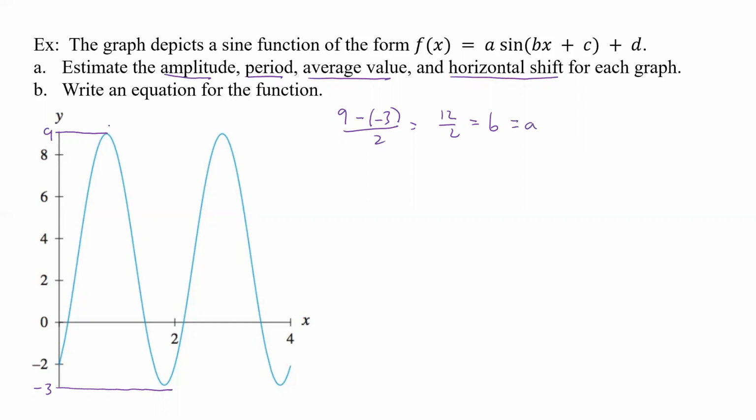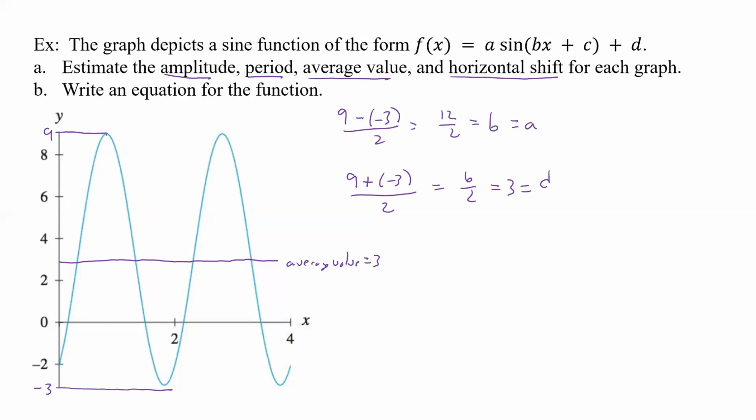Now, how do we find kind of what our D is? Because our D is going to be our shift. And so here we're going to take 9 plus a -3 over 2. And so 9 minus 3 is 6 over 2. So that's 3. So that's our D. So that's our average value. So up here, that's our average value.